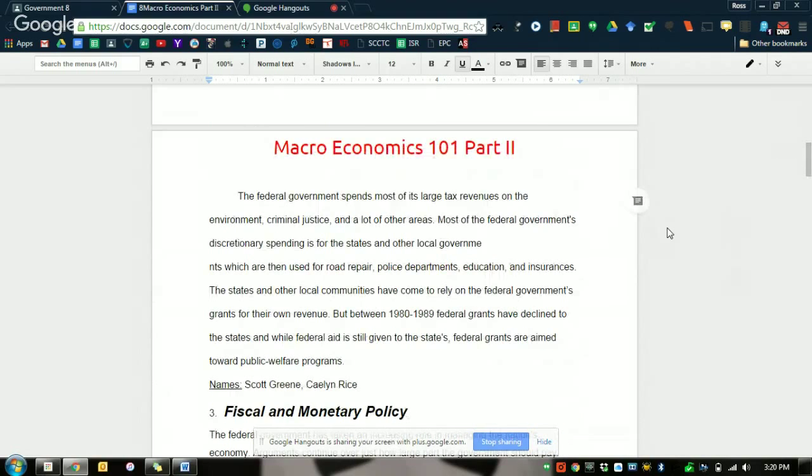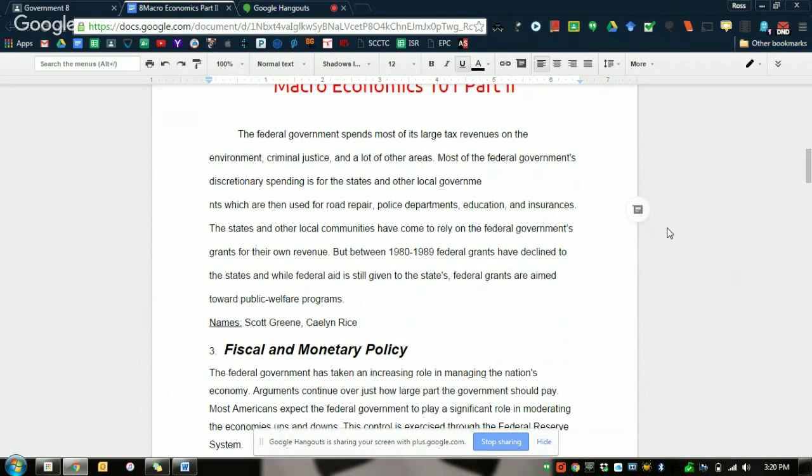And if you think about it, we're spending 960 billion on those direct benefit payments. We're spending about 610 on the military defense. So that's 3/4 of our budget right there, right off the top. The federal government spends most of its large tax revenues on the environment, criminal justice, and a lot of other areas. Most of the federal government's discretionary spending is for the states and other local governments.